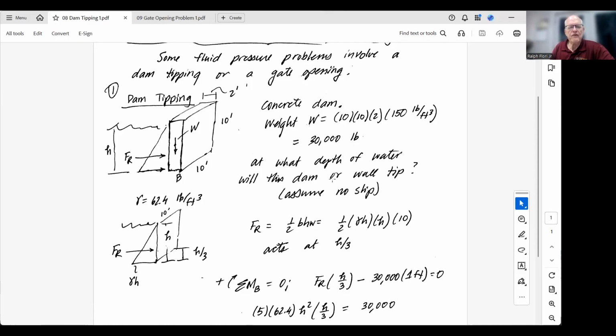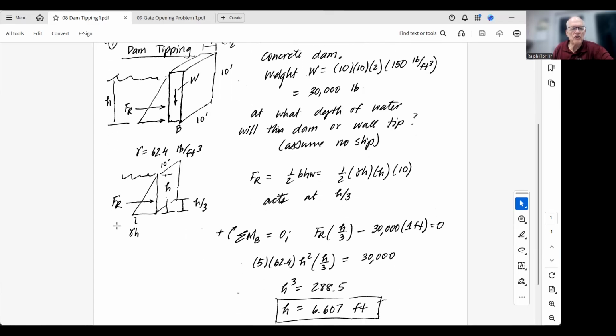So at what depth of the water? So you have a rising water level. At what depth of water will this dam or wall tip? And we're going to assume no slip. Slipping actually is a potential mode too, but we're just looking at the tipping mode. So we'll let the depth of the water be H.